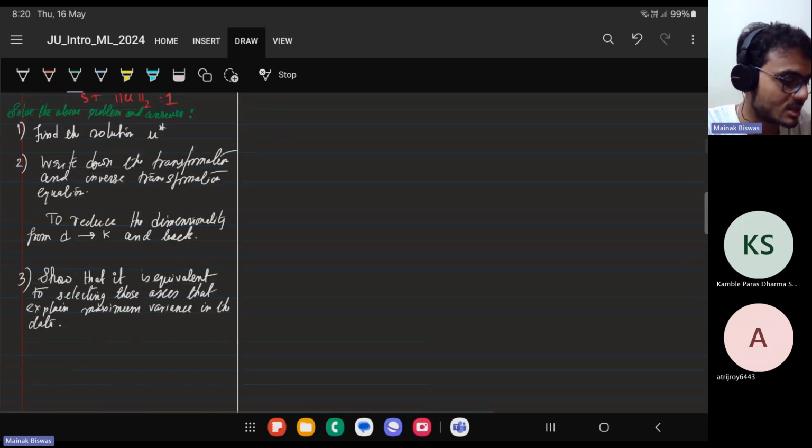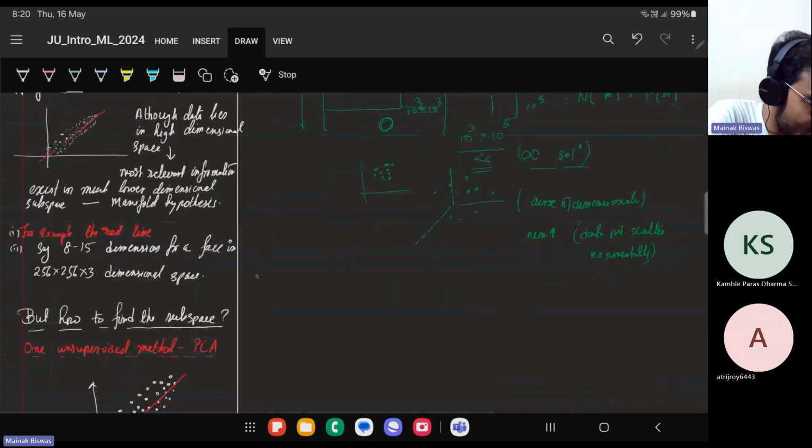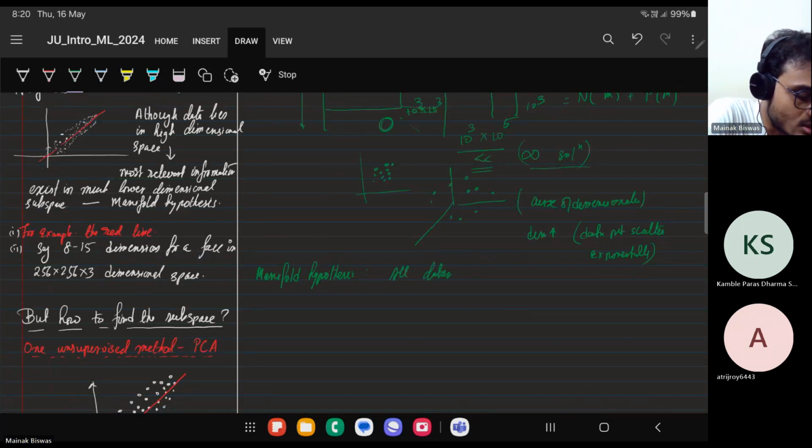There is a very famous hypothesis called the manifold hypothesis, which says that all datasets in very high dimensions, I'm just saying dimensions, it's actually manifolds, but that is a very advanced idea so I'll not go there, actually reside in a much lower dimensional space.